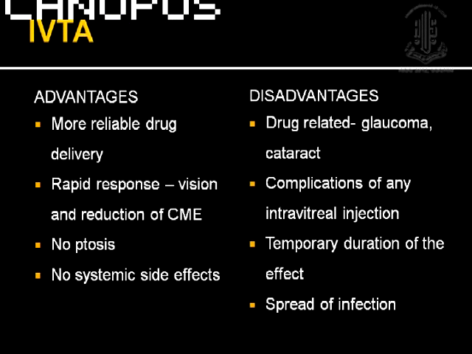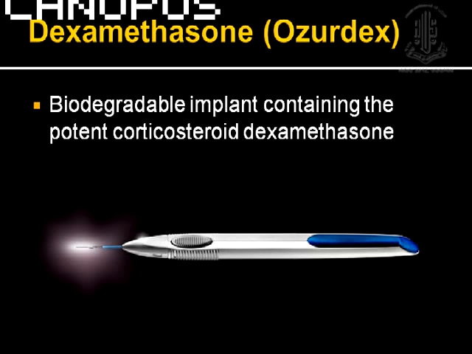Advantages: it's a very reliable drug. You saw the quick effect within a couple of weeks. Patient is happy, everybody is happy, rapid response. There's no ptosis unlike posterior subtenon, so the patient is cosmetically very happy. There are no systemic side effects of oral steroids, which can be in the long term very difficult for the patient. Disadvantages, like you saw, cataract and glaucoma are very common, and complications of any intravitreal injection like endophthalmitis. It has a temporary duration of effect, and if you accidentally inject in case of an infective uveitis, it can cause spread of infection.